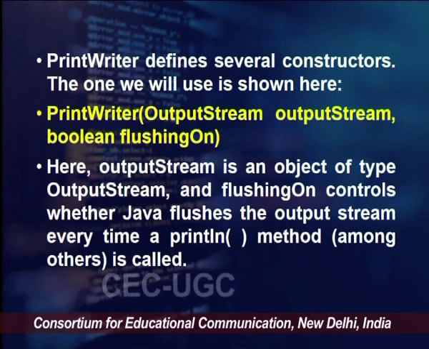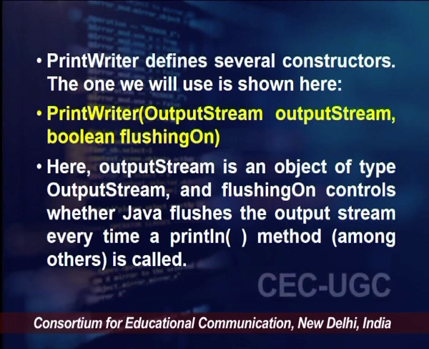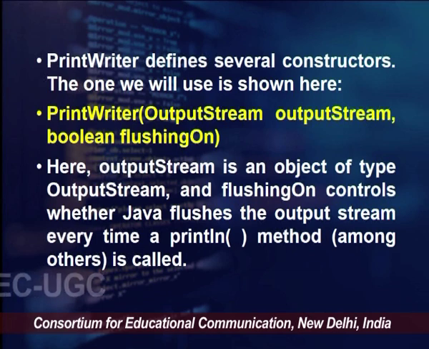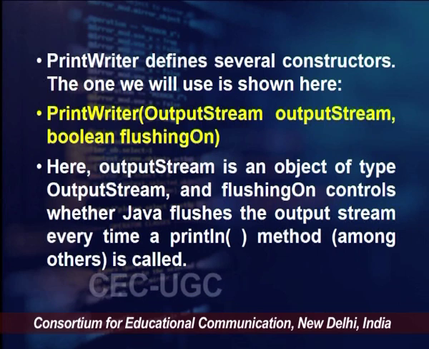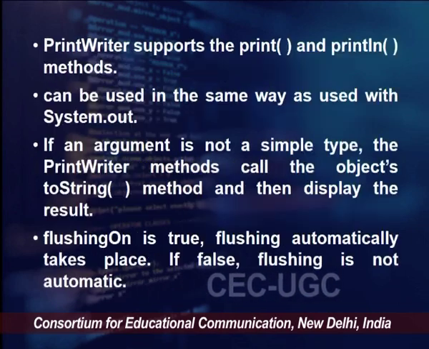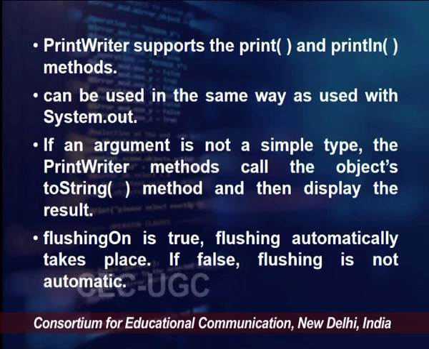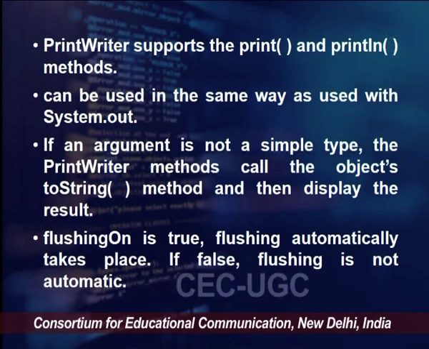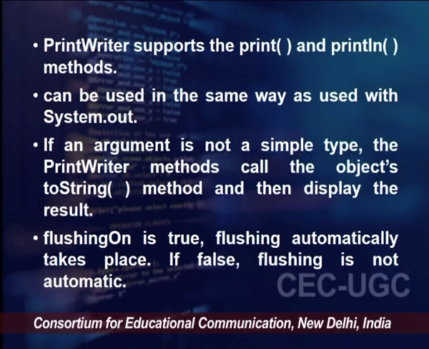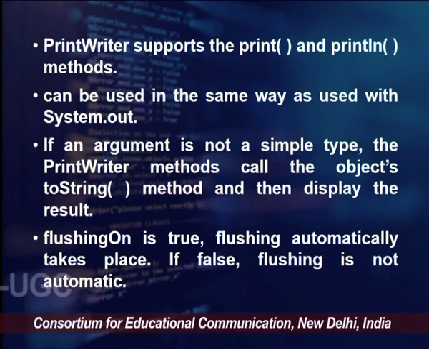So, whenever a println method is called, if the flushing on boolean parameter is true, Java will flush the output stream; otherwise it will not. PrintWriter here supports the methods print and println, and they can be used the same way as we have used them with System.out previously. If an argument is not a simple type, then the PrintWriter method calls the object's toString method, and then it will display the results, and flushing on, as I told you, is true.